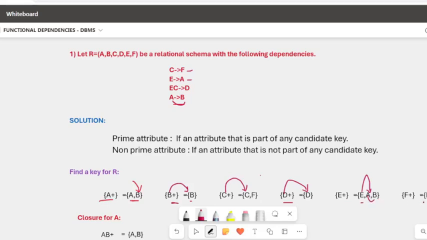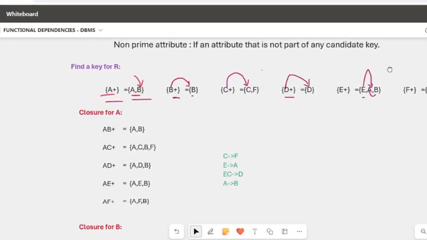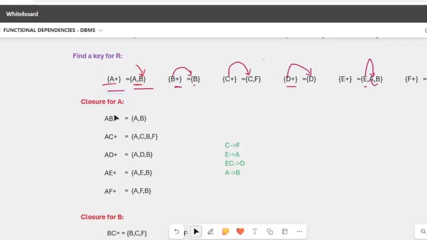Likewise we find the closure for F. Finally, how do we say that it is a primary attribute? For whatever attribute we are finding a closure, the right hand side should contain all the attributes of my relation, then only we can say it is a primary attribute. Okay, so till now there is no primary attribute from any single attribute, so let us move to the next combination, the A combination.